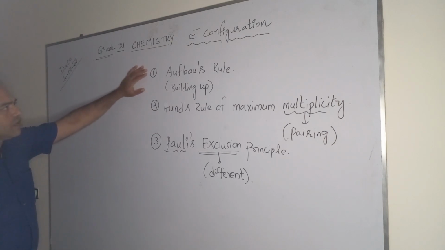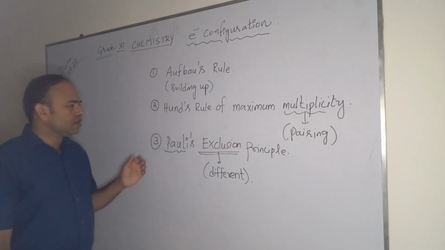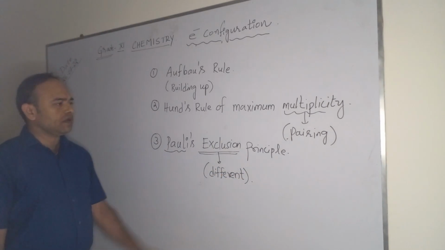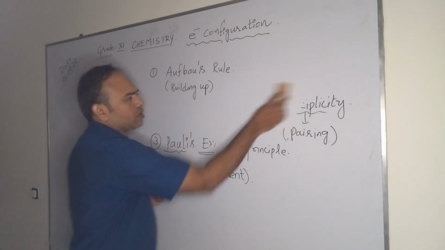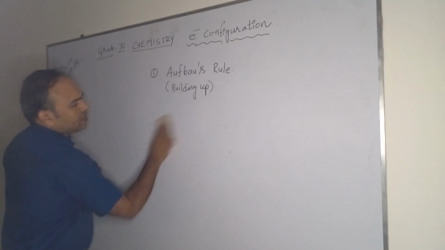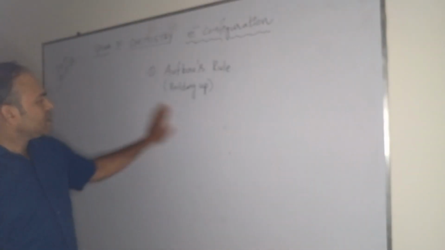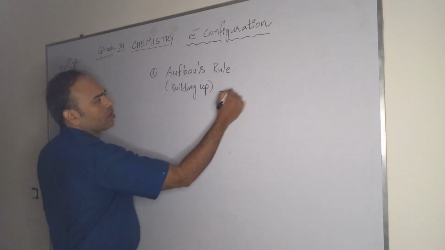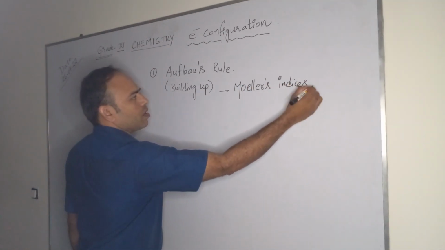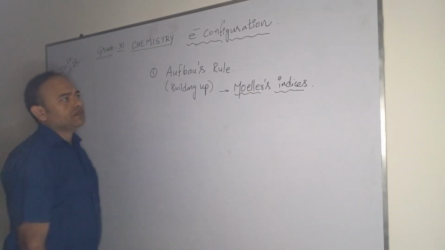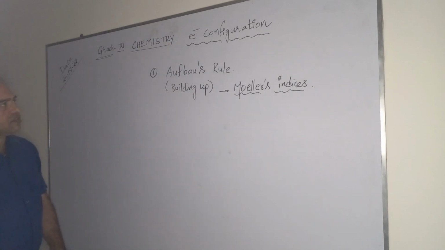Now, let us remember the 3 rules. First one, Aufbau's rule. Second one is Hund's rule of maximum multiplicity. Third one is Pauli's exclusion principle, or you can say rule also. Now, let us see the first rule. In this Aufbau's rule, before you go to the definition, he has taken the help of a diagram called Aufbau's indices, or diagram. First of all, you should know how to draw it, then you can write the definition of this rule. Right?